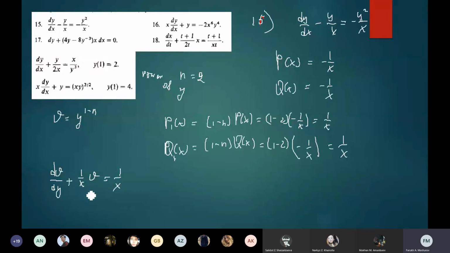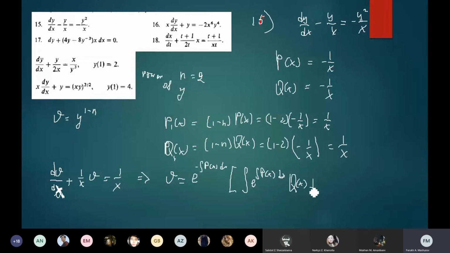We know how we solve a linear differential equation. Since our variable v here is not y, it should be dx here. Yes, this one is a mistake. v is equal to, again, we use our formula: e to the power of the integral of P(x) dx, the integrating factor, times the integral of e to the power of the integral of P(x) dx times Q(x) dx plus c.